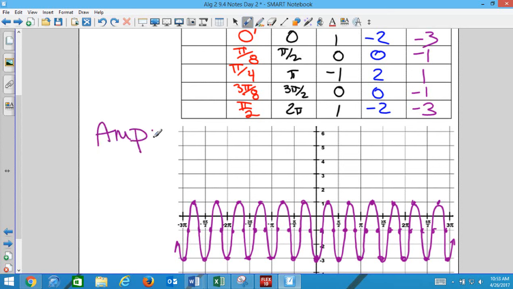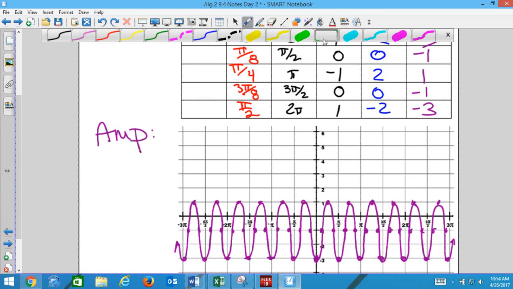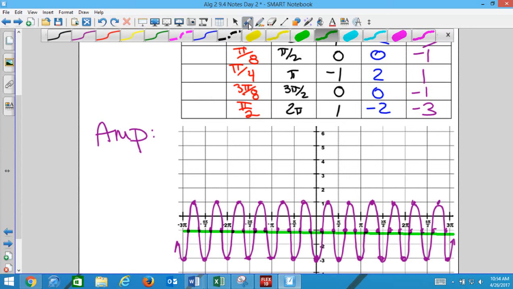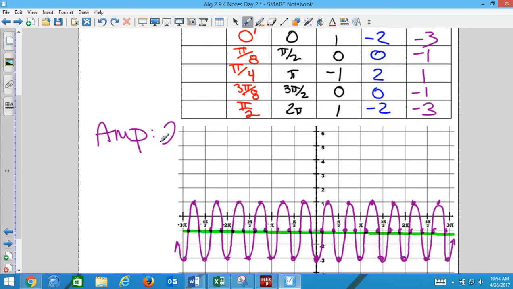My amplitude is how far above and below the middle line, so we've got to find that middle line. It's where the majority of the points are. The answer is 2. And then the period, we take 2 pi and we multiply by whatever I multiplied up there, which was a 4. And so our period is pi over 2. That's how long one cycle is.